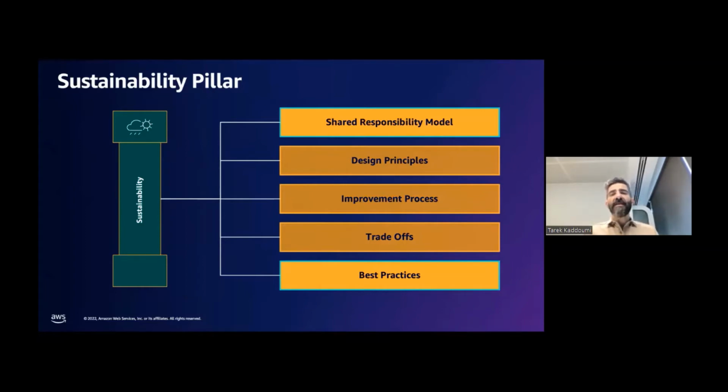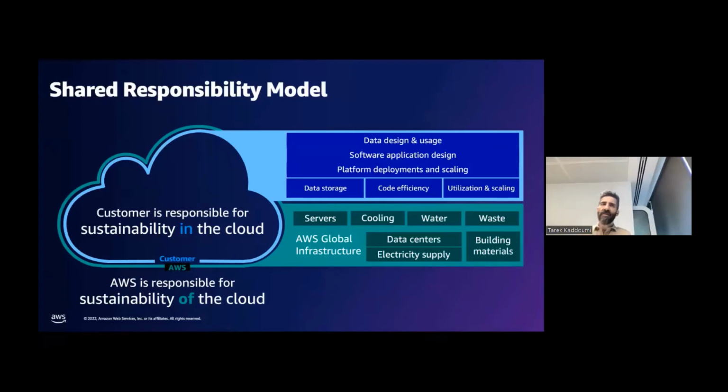However, as I told you, in this session I'm going to take you through the shared responsibility model and the best practices. Let's start with the shared responsibility model. First of all, what is the shared responsibility model? The shared responsibility model is something that hasn't started with the sustainability practice or with the sustainability conversation.